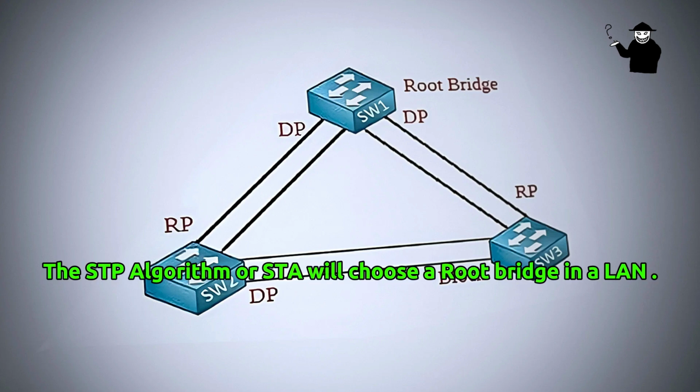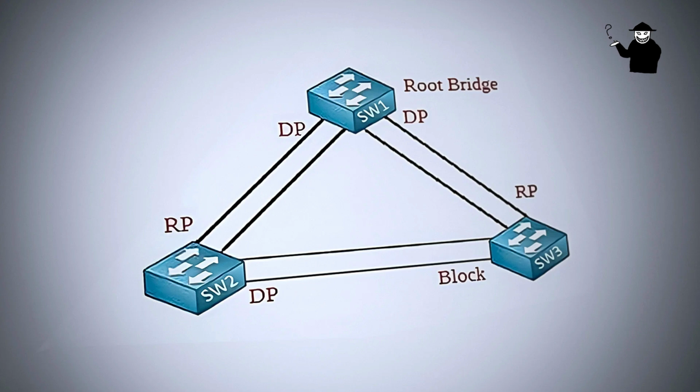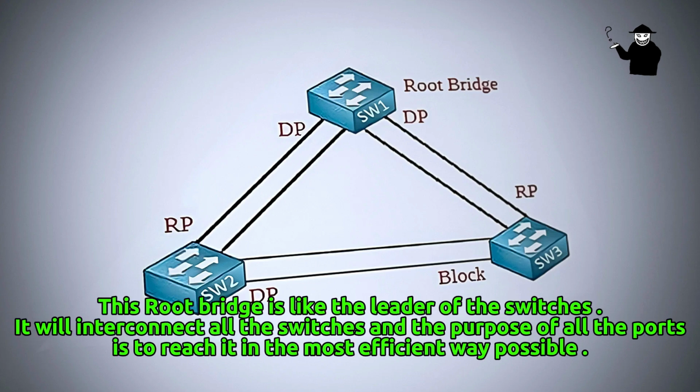The STP algorithm, or STA, will choose a root bridge in a LAN. This root bridge is like the leader of the switches. It will interconnect all the switches, and the purpose of all the ports is to reach it in the most efficient way possible.